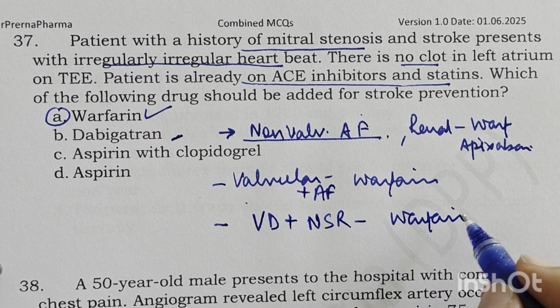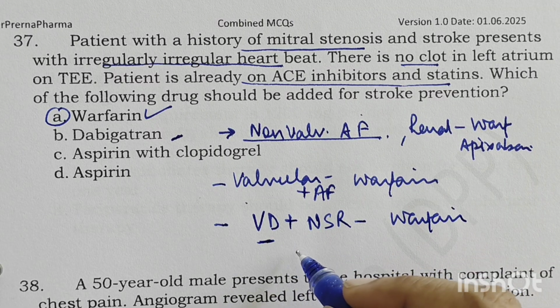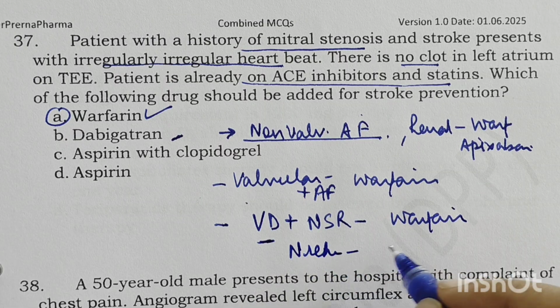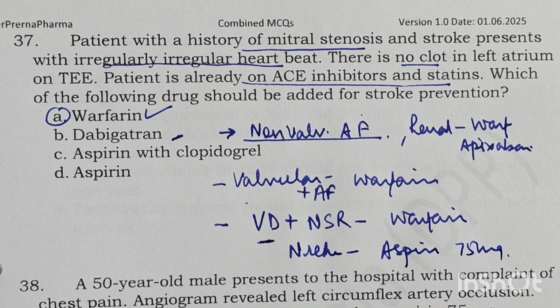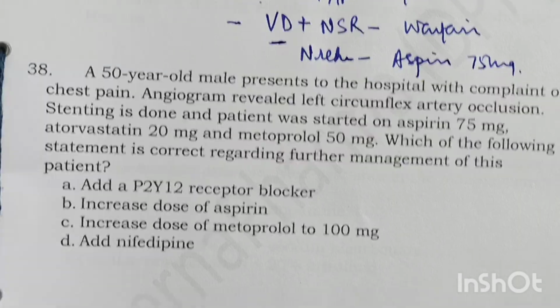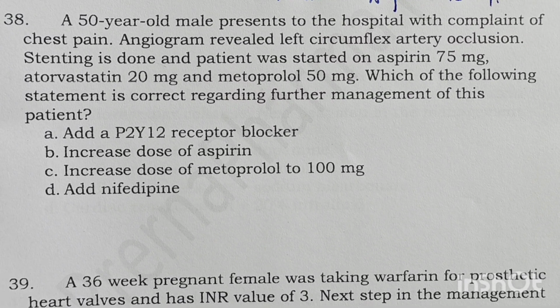And this is for a mechanical mitral valve or aortic valve, and for all other non-rheumatic disease, aspirin 75 milligram is indicated, right? So this is the answer for this question. Remember the concepts here. Next question, a 50-year-old male presents to the hospital with a complaint of chest pain.